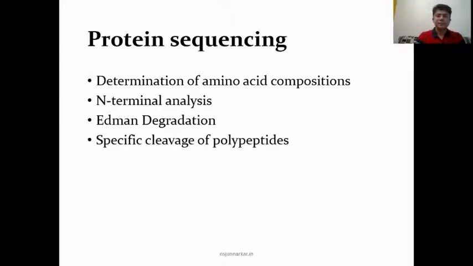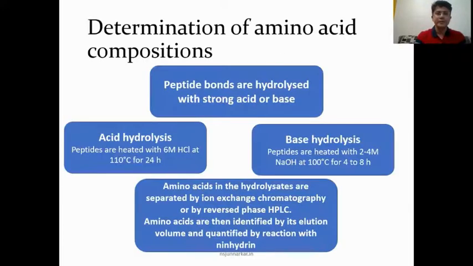Edman degradation is responsible for the sequencing of protein, and the proteins may be subjected to cleavage with proteolytic enzymes, and then the amino acid sequence can be deduced from the peptides which are formed. So let's discuss these protein sequencing methodologies.